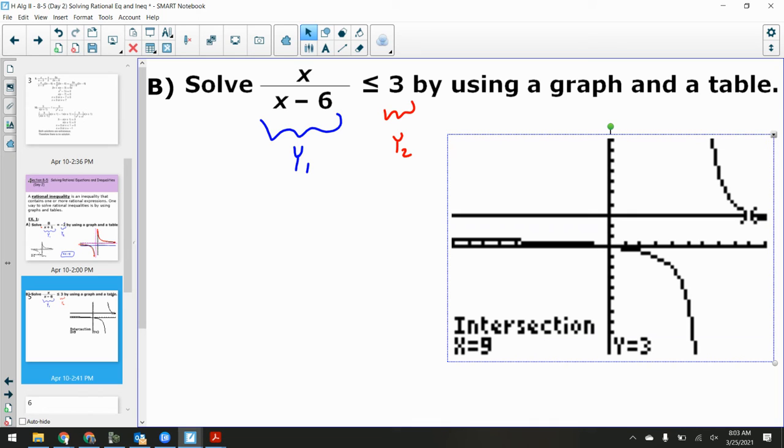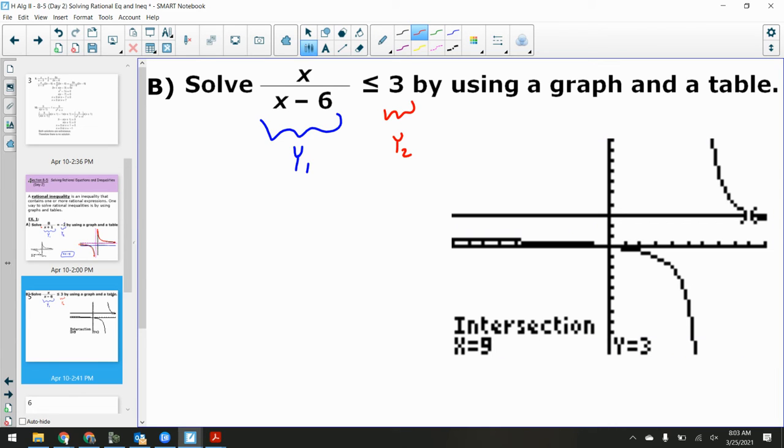Now we got to analyze what we want. We want the rational function based on the given problem. We want the rational function to be underneath 3. So like here, my blue line, I'm kind of exaggerating where it crosses there, my blue line to be underneath my red line.